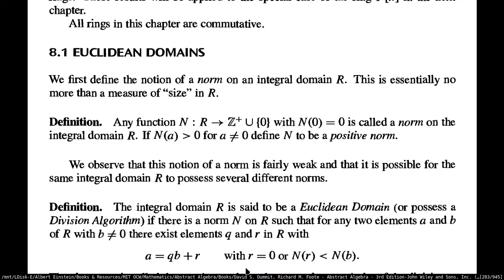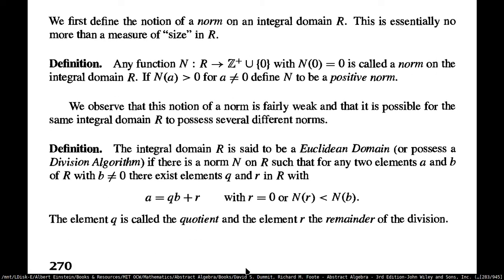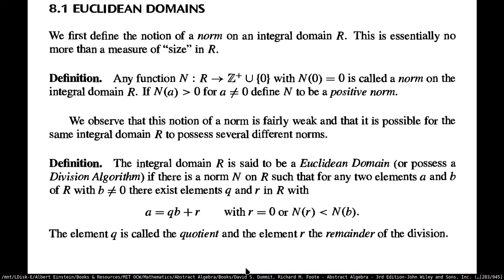And if N of something in your integral domain is greater than zero, then we define N to be a positive norm. Right? So your integral domain is going to be a Euclidean domain, or possess a division algorithm. If you know what the Euclidean division algorithm is, it's nothing really, just playing with the quotient and remainders to get a number. So that's what makes it Euclidean.